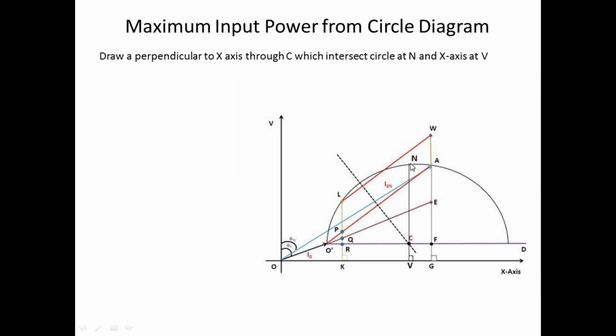So NV is the maximum input power line, and we can find the value by measuring the length NV and multiplying by the power scale. So Pi max is equal to NV into power scale, and this we can find the maximum input power. And next we can find the maximum torque of an induction motor.